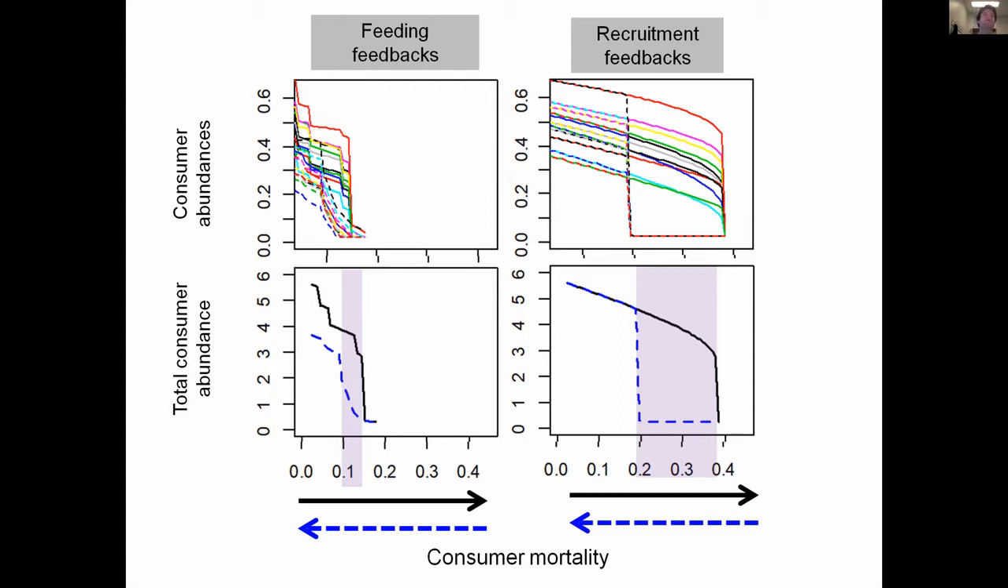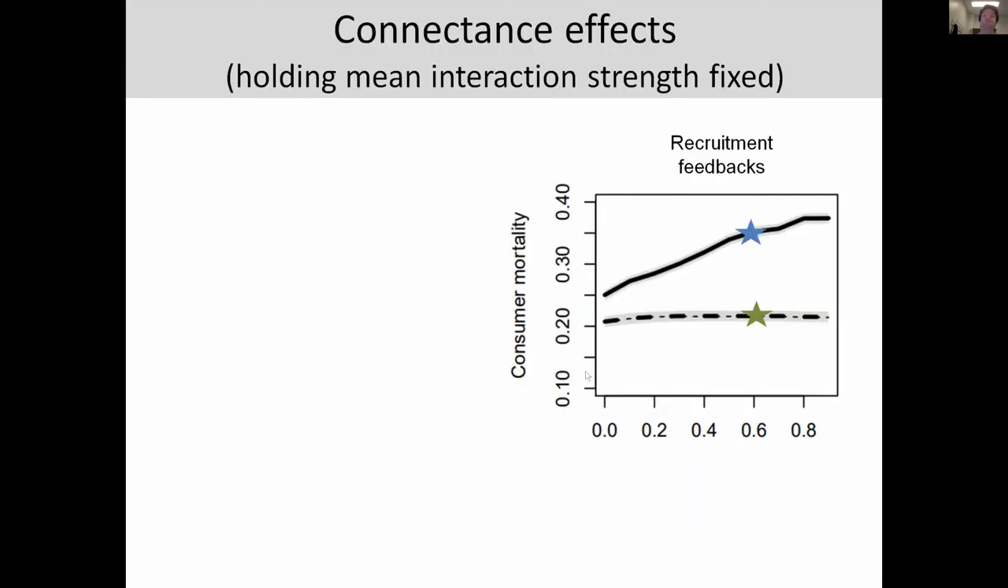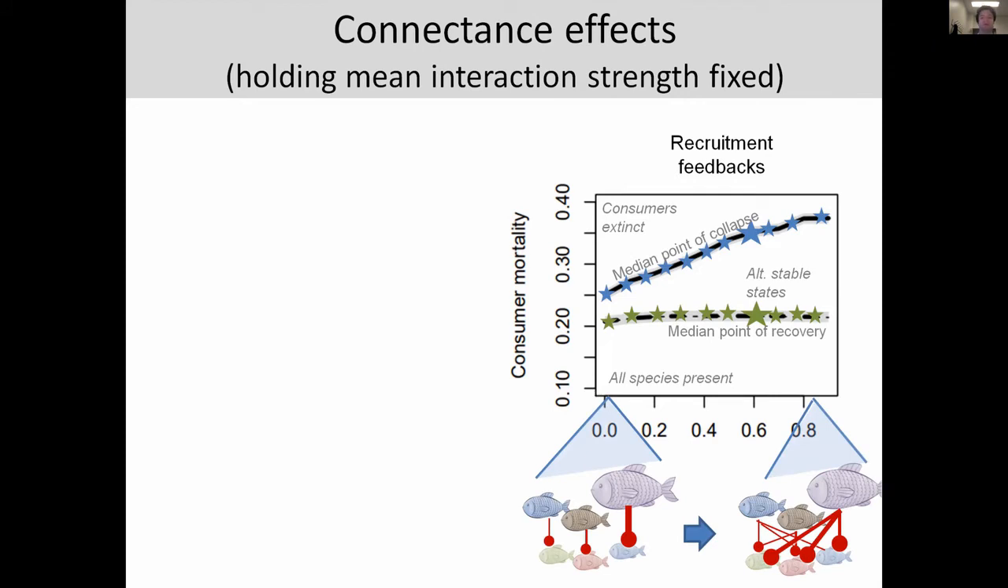And the last thing I want to look at is what happens across the full range of food web connectance levels. From here on, I'm just going to be looking at the mortality levels at which the median consumer species collapse and recover. First, for recruitment feedbacks, across the full range of connectance levels, we have these points of collapse and median points of recovery. Between these points, we have alternative stable states happening in most consumer species. And we see that the range of conditions leading to alternative stable states increases as we increase connectance. The key reason for this is that in a food web, you have this variation.